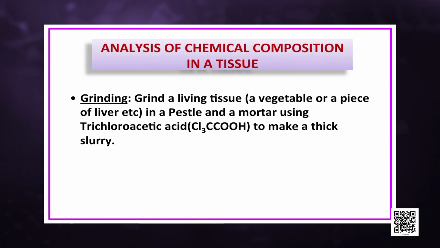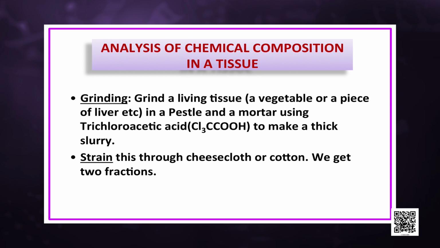We can take either a vegetable or a piece of liver and grind it in trichloroacetic acid. I hope all of you know the formula of acetic acid, which is CH3COOH. If we replace the 3 hydrogen atoms in acetic acid with 3 chlorine atoms, we will get trichloroacetic acid. By using this trichloroacetic acid, grind the tissue using a pestle and mortar to obtain a thick slurry, filter it using a cheesecloth or cotton, we will obtain 2 fractions.